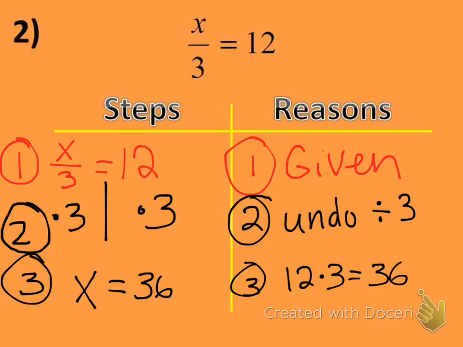The more steps you do to solve it, the more numbers you will have in each column. You should always have the same amount of numbers too. Okay. What are your questions?